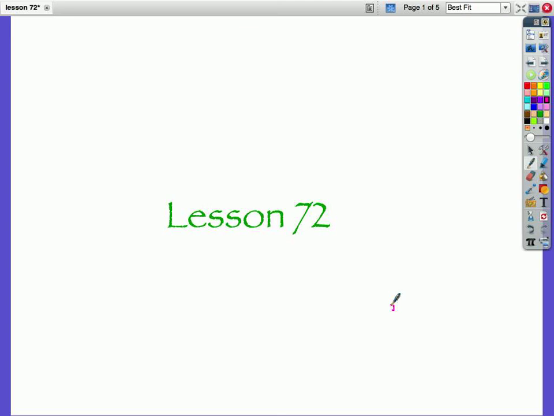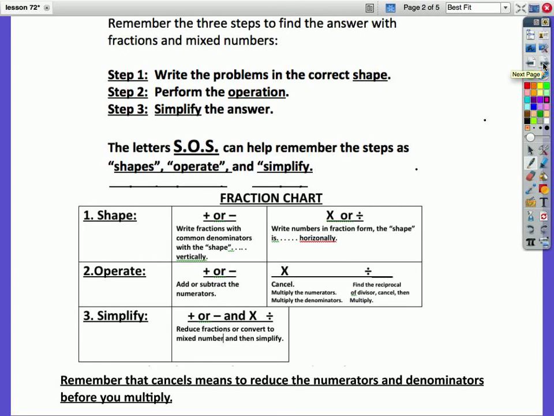For lesson 72, we're going to look at the fractions chart. We're going to multiply three fractions. So remember the three steps to find the answer with fractions and mixed numbers. Step 1, write the problem in the correct shape. 2, perform the operation. 3, simplify. The letters SOS can help remember the steps as shape, operate, and simplify.